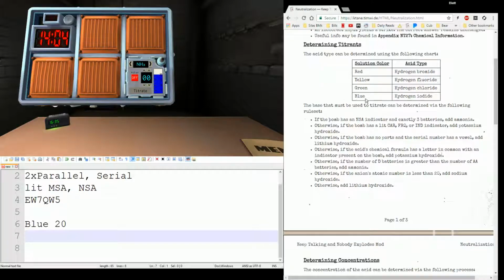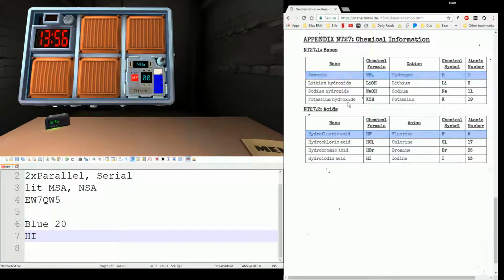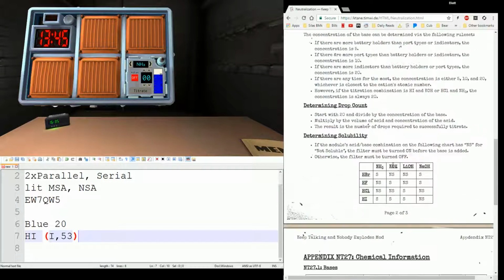Step 1, find acid. Blue solution is hydrogen iodide, HI. Hydroiodic acid, sorry. So that's HI. The anion is I with an atomic number of 53.